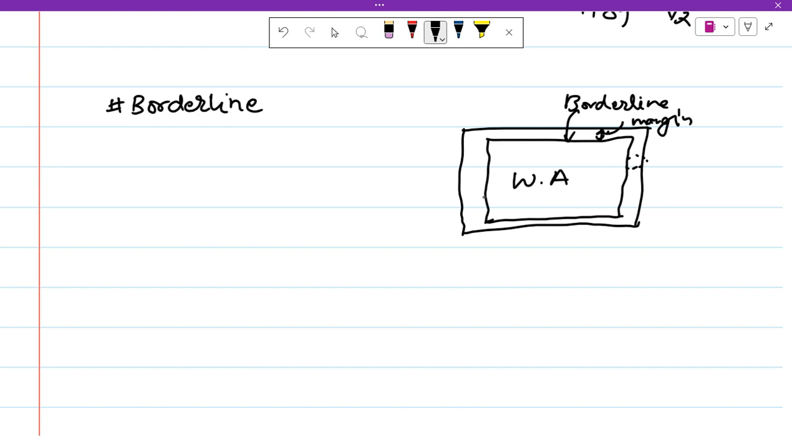Of course, if we have multiple sheets, we need to join the sheets, and for joining the sheets, the left margin is more in terms of length than other margins. So left margin is more, we have to remember this. Okay, this is borderline, this is working area, and for any drawing sheet we have a title block here. This is known as title block. We have talked about borderline, we have talked about margin.